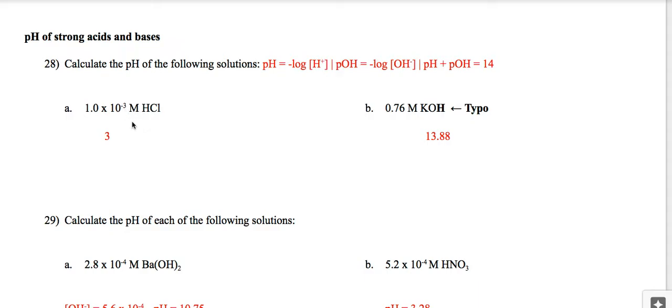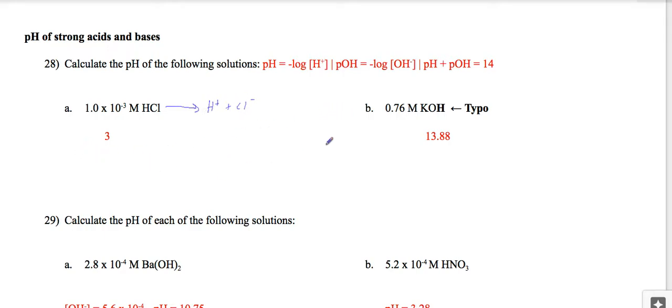Anyway, so we have hydrogen ions in this hydrochloric acid equal to the concentration. And just one more time to make sure, that's because this thing dissociates 100%. Since it dissociates 100%, whatever concentration I have for the hydrochloric acid is the same concentration of the hydrogen ion.